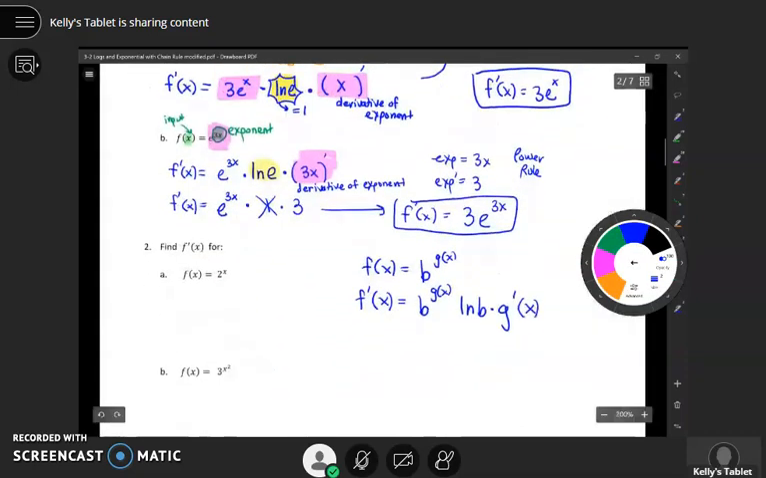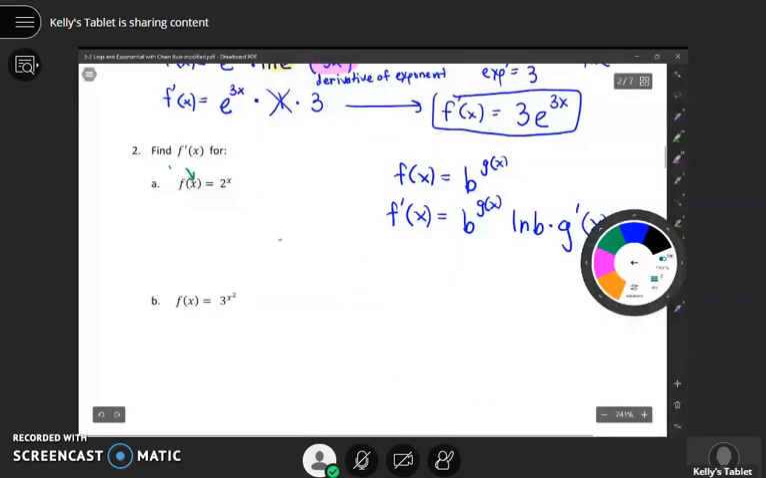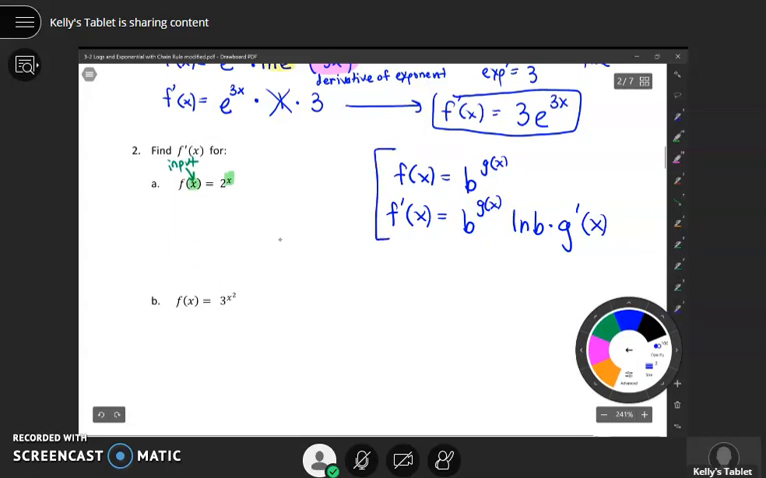Let's work number 2 now, where it's not a special case. It's still exponential. My input is still being sent to an exponent, but my base is not an e. So we're going to follow our general rule here. I rewrote it for clarity. So my rule says you rewrite your exponential expression. So whatever this exponential expression is, I'm going to rewrite it. That's 2 to the x.